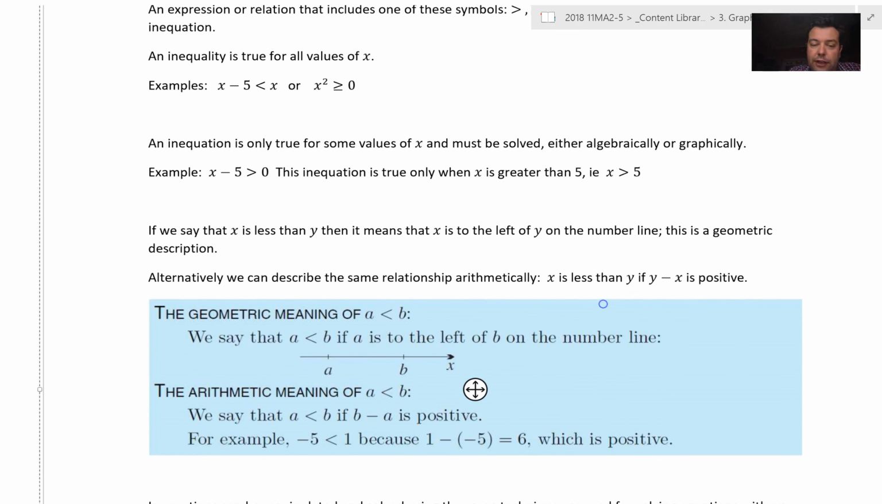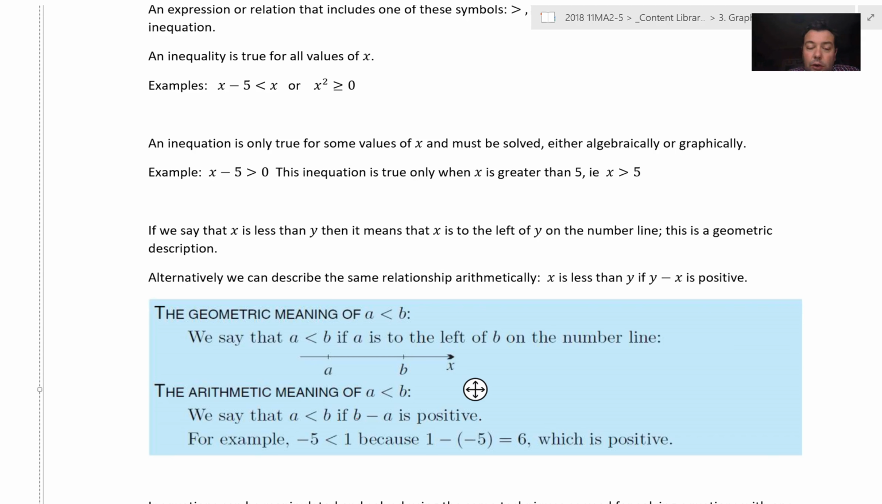Arithmetically, now this is a bit tricky, a bit clever: if A is less than B, then B minus A is a positive number. Always true, even if they're both negatives. If I take away the lesser number, then the difference between those is positive. B minus A is positive means that A is less than B. Quite handy. Okay, so that's less than.